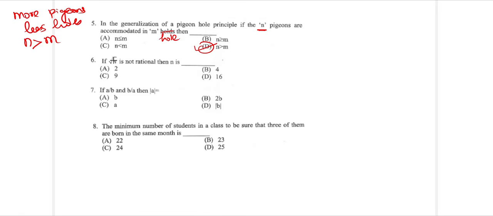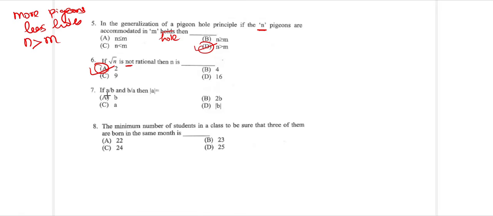Next, if root n is not a rational number, then n needs to be a square root of the number. Square root of 4 is 2, square root of 16 is 4, square root of 9 is 3. All of them are going to be rational. So the only non-rational case will be n equal to 2. So the answer: root 2 is not rational. Then if the value is not rational, n has to be equal to 2.